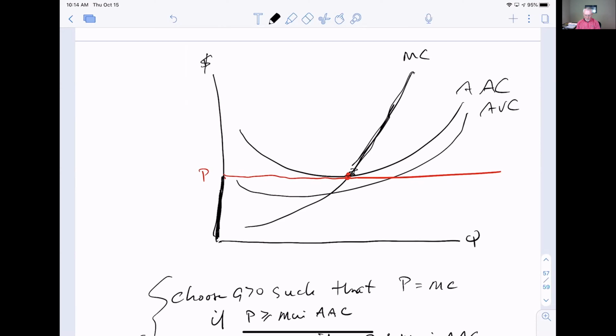Q is equal to 0 for all price less than or equal to, it doesn't really matter at equal, the firm's indifferent between operating or not at that point. The firm will produce 0 for all price less than or equal to minimum average avoidable cost, and the firm will operate for all price at least as great as minimum average avoidable cost. So we'll get back to this, finish this up, get the firm supply curve, and then we'll talk about the long run in the next lecture.